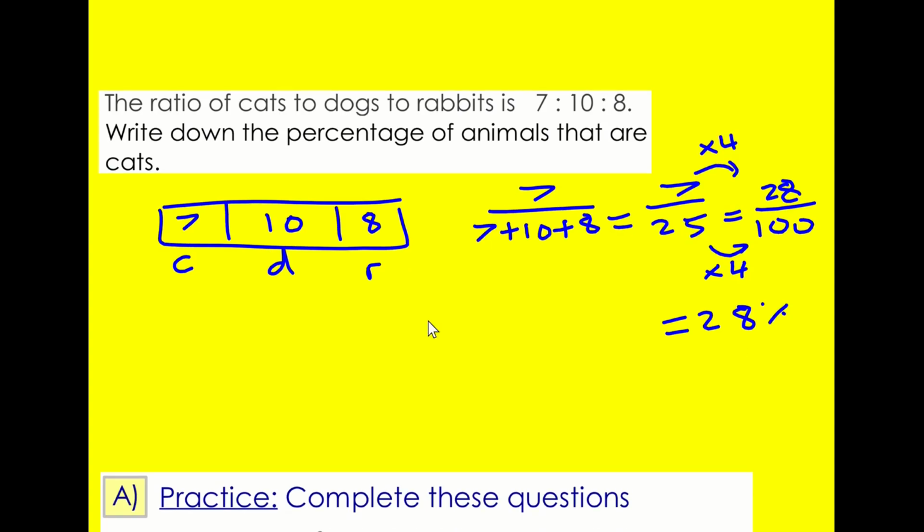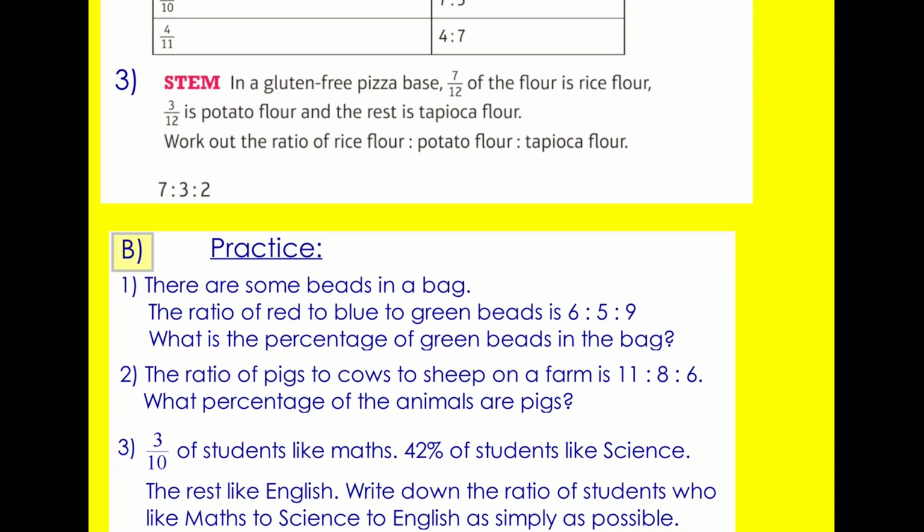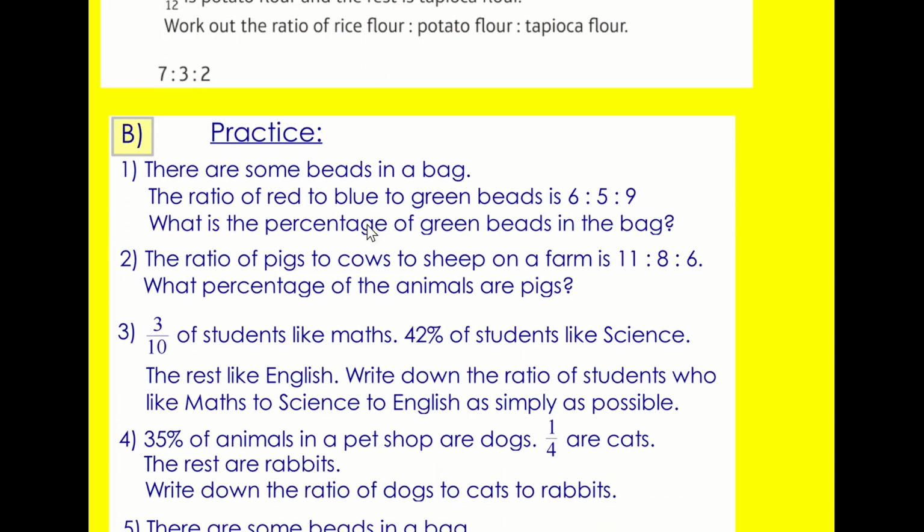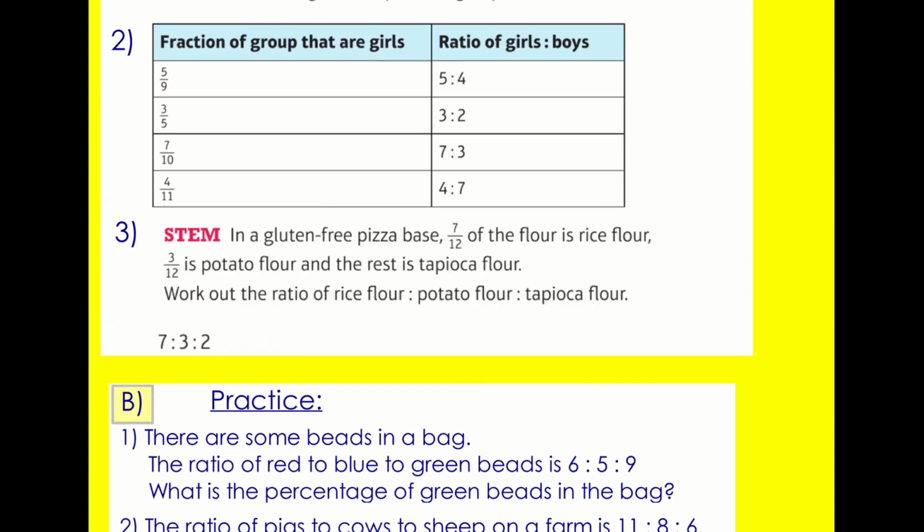I want you to practice a few more from the A sheet that I'm going to attach, and B as well. Give it a go. This should be done for maybe 10, 15 minutes, and then I'm going to show some answers so you can check.